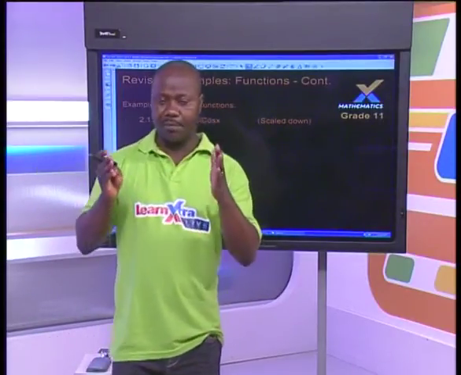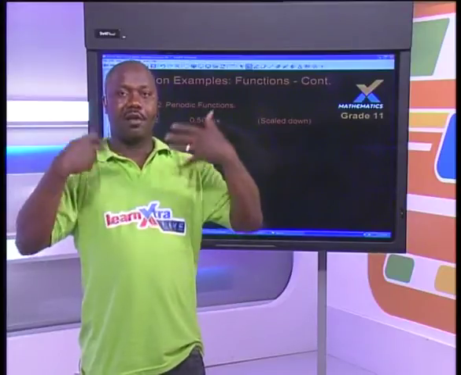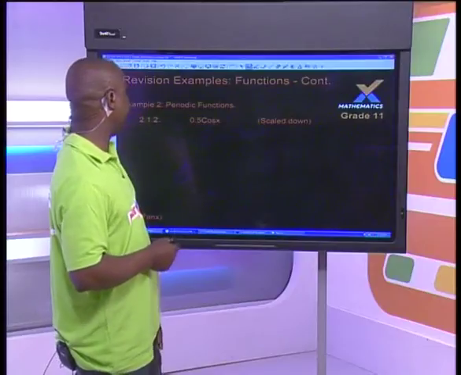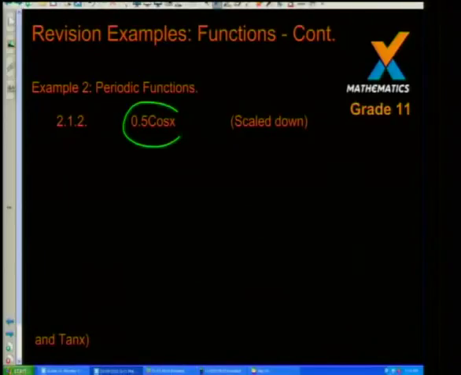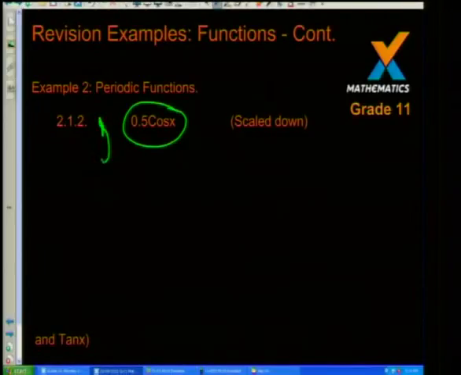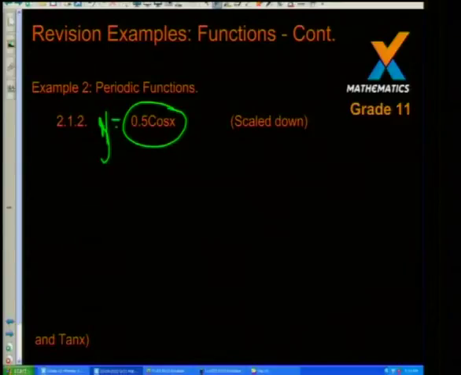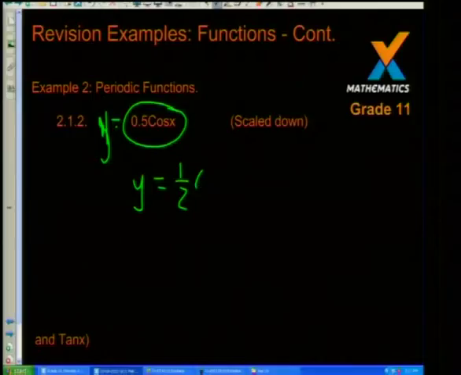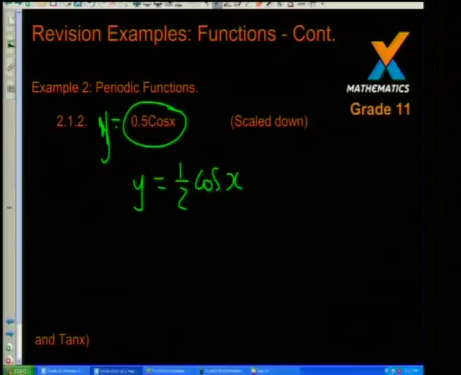All right. So let's move on to the next one. That one that I did was a sine graph, taking it from a parent graph, scaling it up by 2. Scale factor was 2 there. Now I'm taking a cosine graph, and I'm scaling it down by a factor of 2. 0.5 is the same as half. So we've got y equals half of cosine x.